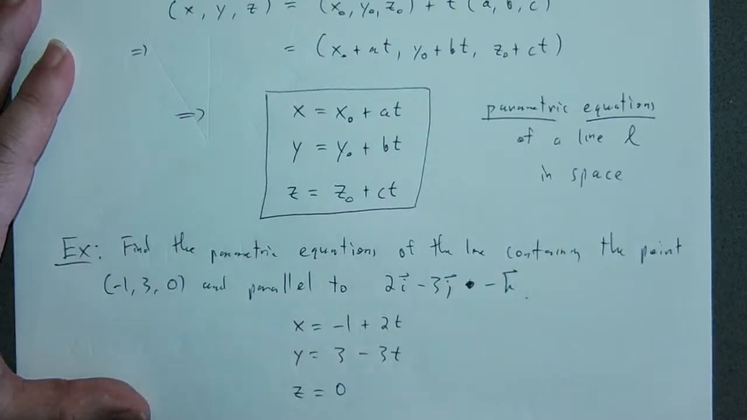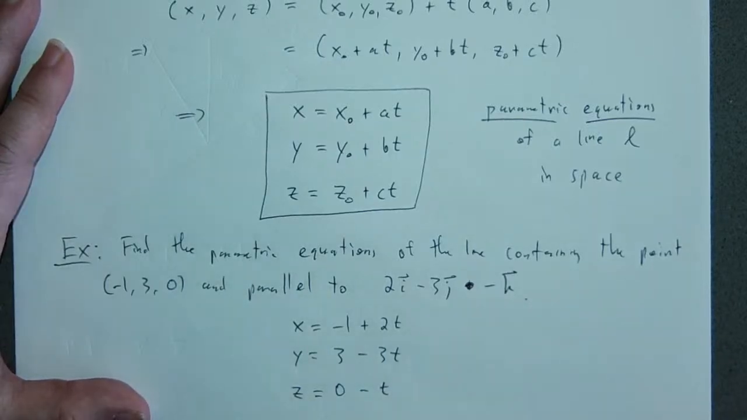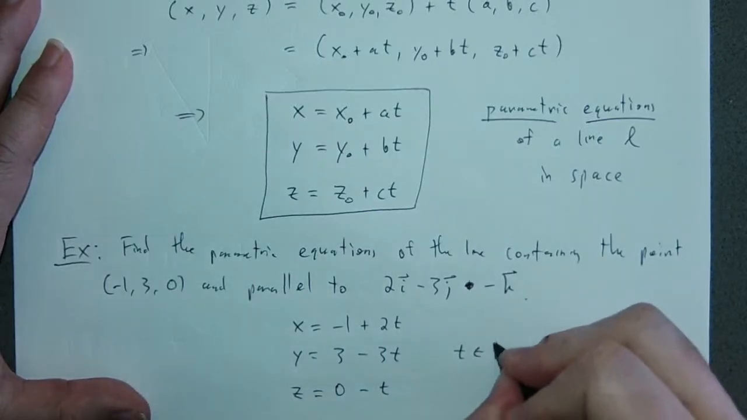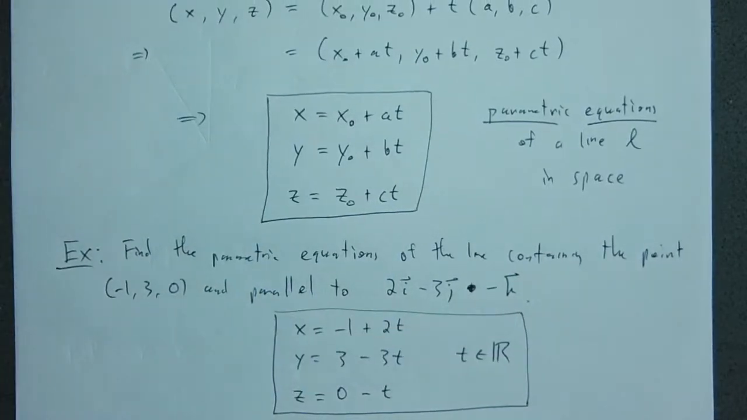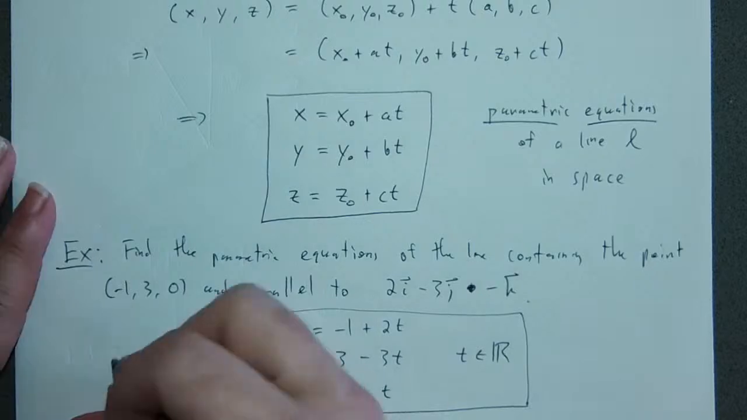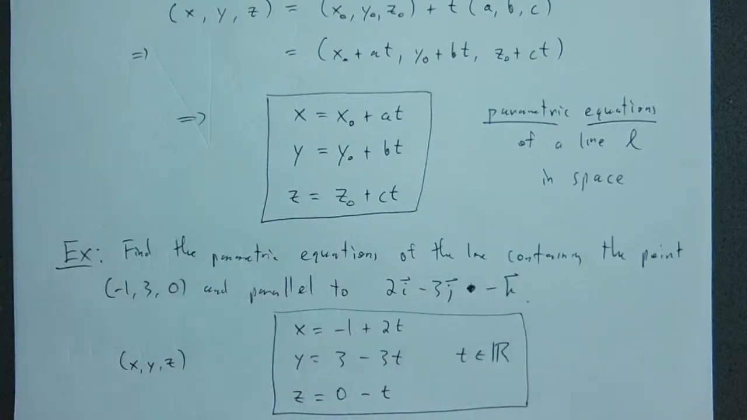You don't have to write this, I'm just doing it so that you see: minus 1 times t. And t is just some real number, just some scalar. Here are my parametric equations for that line. Now how are you supposed to view this geometrically? The idea here is that this describes every single point (x, y, z) that can possibly lie on this line being described here.